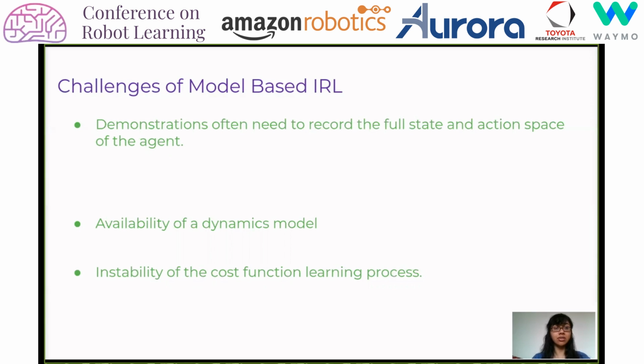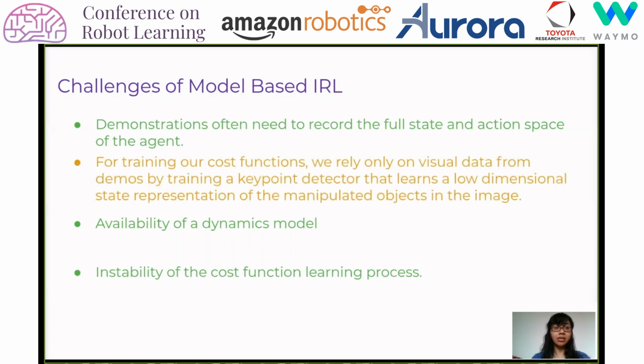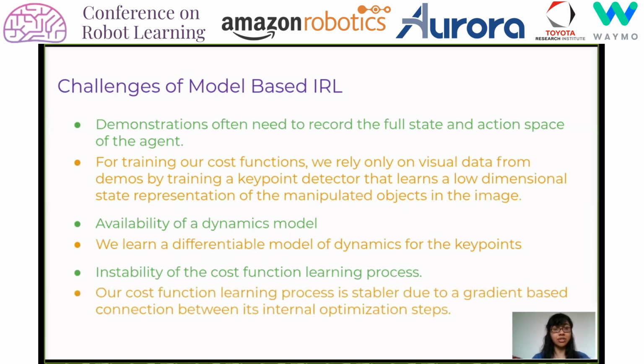Our work addresses all these challenges. For learning appropriate costs, we rely on visual data from demonstrations by learning to detect key points corresponding to the manipulated object. We also learn a differentiable model of dynamics. And finally, we establish a gradient based connection between the interleaving steps in the cost function learning process, making it much more stable. We elaborate on this in later slides. Next, we give an overview of our system.